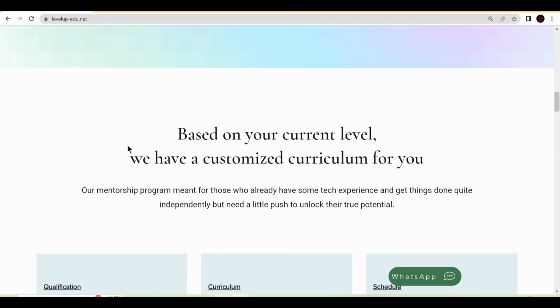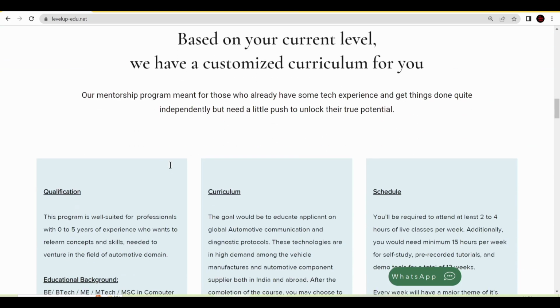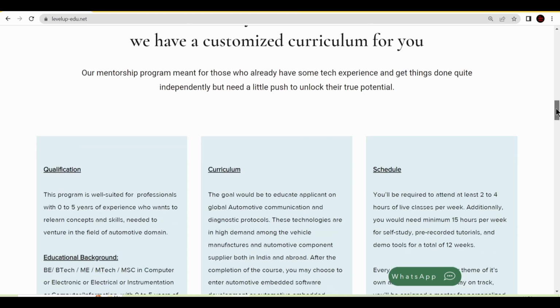So the next important thing is that based on your current level, they have a customized curriculum for you. Suppose you are a fresher and you don't know a lot of things about the automotive domain, the embedded softwares and everything. So you will be learning from the basics.